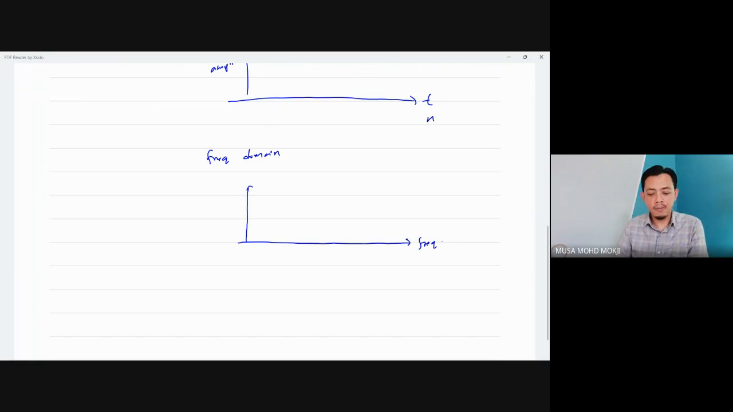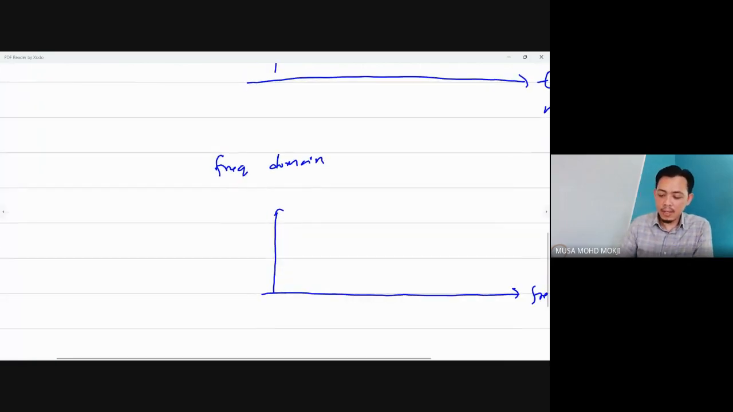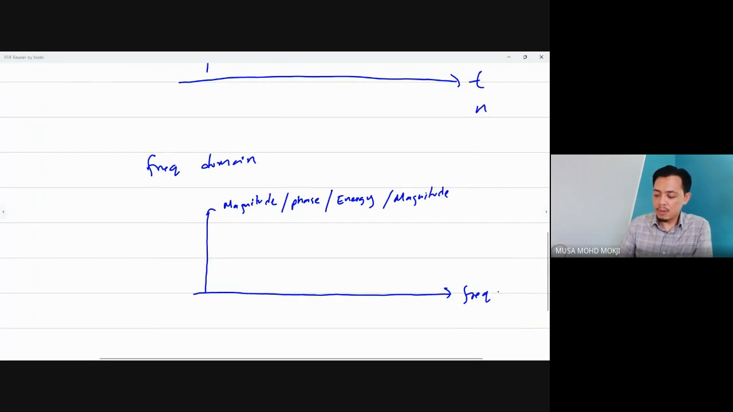The y-axis can be magnitude, it can be phase, it can be energy, it can be magnitude in dB. So that's the y-axis. If we are plotting magnitude, we get a magnitude plot. If we are plotting phase, we get a phase plot. So we can plot any of these 4 and then do analysis. We need this to do the analysis.